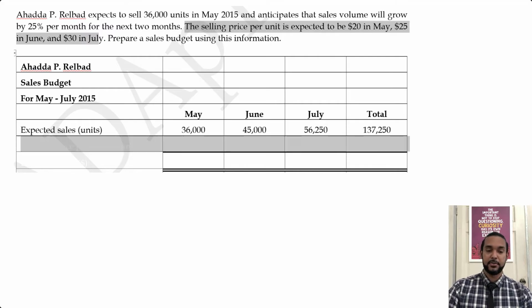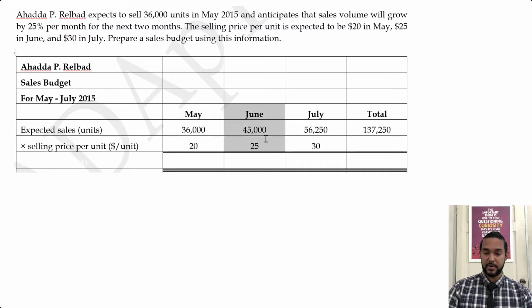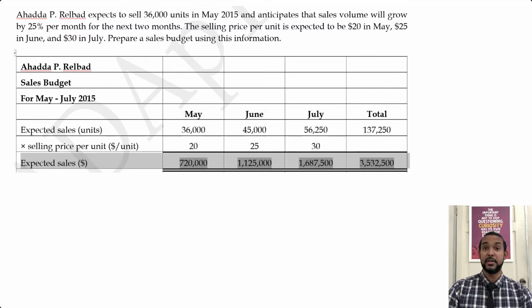Now, the selling price per unit varied: 20 in May, 25 in June, and 30 in July. Let's plug those figures in the respective columns. So again, 20 in May, 25 in June, 30 in July. And all we have to do now is multiply to get those figures down there. So 36,000 by 20 is 720,000 for May. For June, 45,000 by 25 is 1.125 million. And for July, that comes to $1.6875 million. And we add going across to see that we earn a little more than $3.5 million in sales revenue for that 3-month period, which is pretty nice.